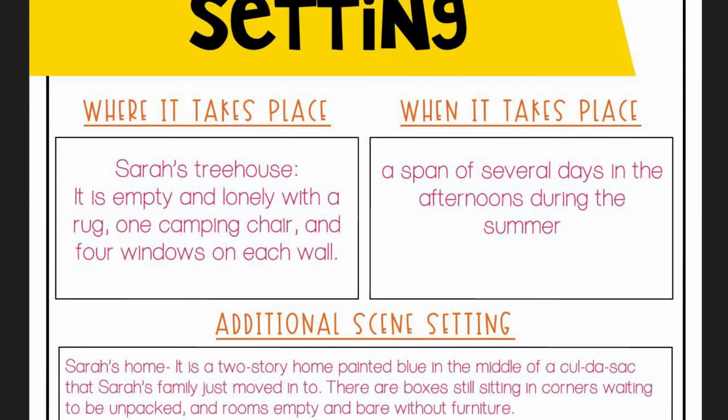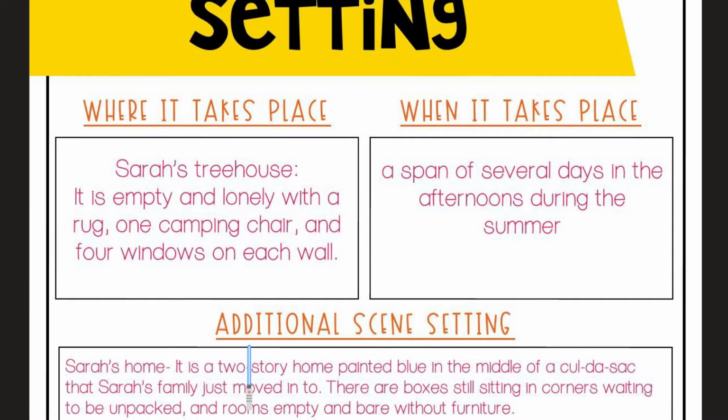Okay, fiction narratives also have a setting. That's where it takes place and when it takes place. So, let's read this person's example of where it takes place. Sarah's treehouse. It is empty and lonely with a rug, one camping chair, and 4 windows on each wall. And when it takes place, a span of several days in the afternoons during the summer.